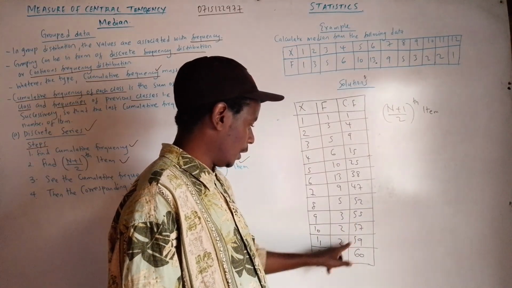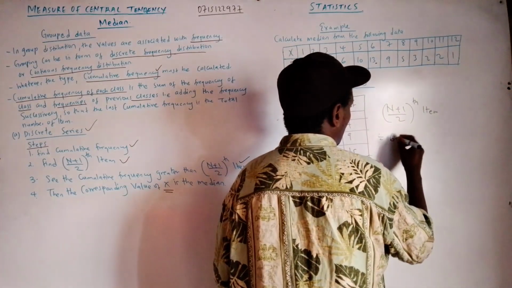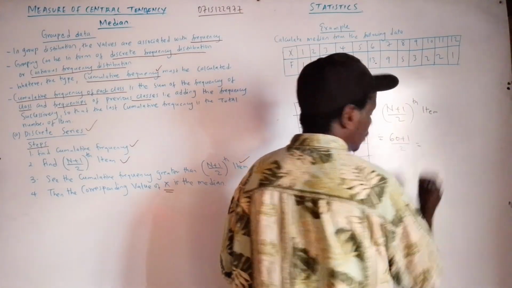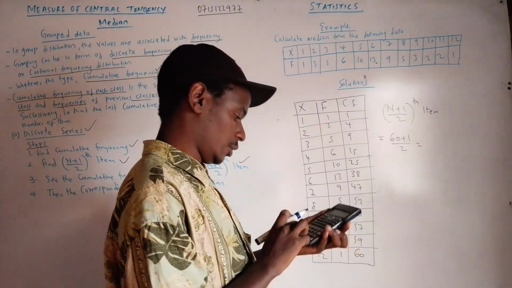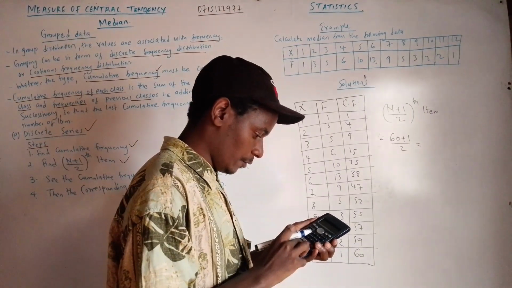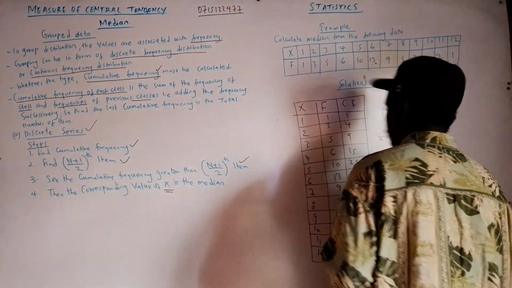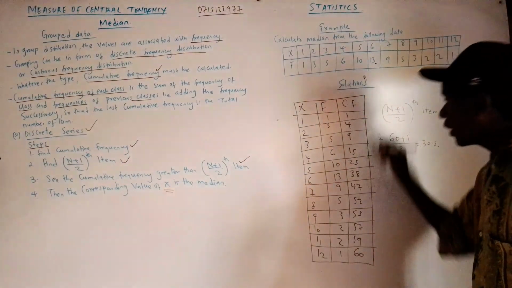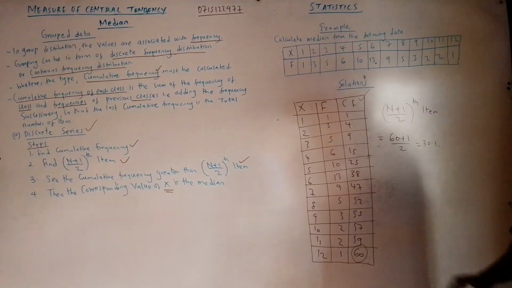So 60 is our n. Then n plus 1 divided by 2. So what will be the figure? The figure will be equal to 60 plus 1 divided by 2, that is 30.5. So step number 1, as we said, we find the cumulative frequency. We have it here, and the total is 60. That is our n. Then we find n plus 1 over 2. We have it here, 30.5.